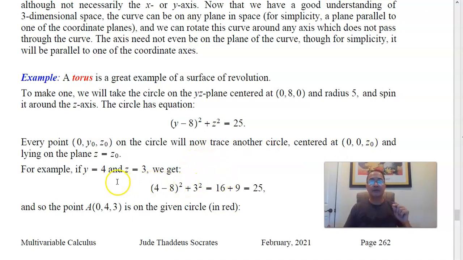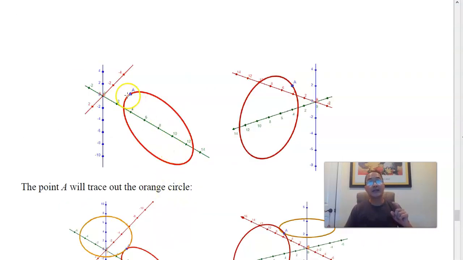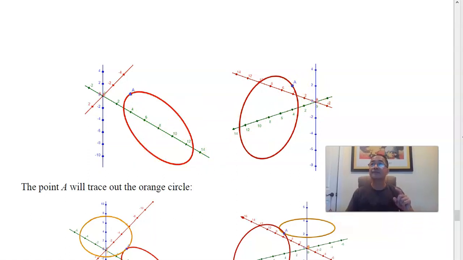Okay, so I have an example point for you here. If y is 4 and z is 3, then conveniently 16 and 9 are 25. So (0, 4, 3) is part of the circle. Let's check it out. There it is. That's (0, 4, 3), the same point from another vantage point.